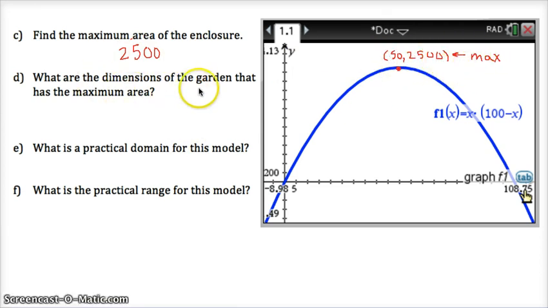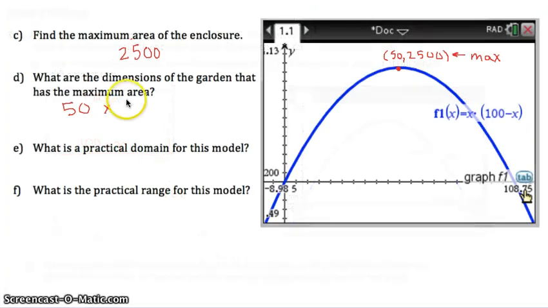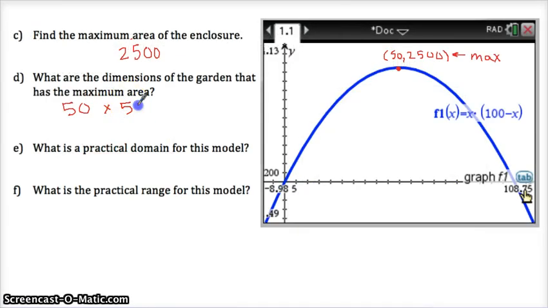What are the dimensions of the garden that has the maximum area? Well, that's really what this is about. That's what that 50 is about anyway. The width is 50. What would the length be? If the x were 50, what would the other dimension be? Well, it was going to be 100 minus that. So 50, and 100 minus 50 is still 50. So maybe you would have known that already. That's the one where it's actually a square.